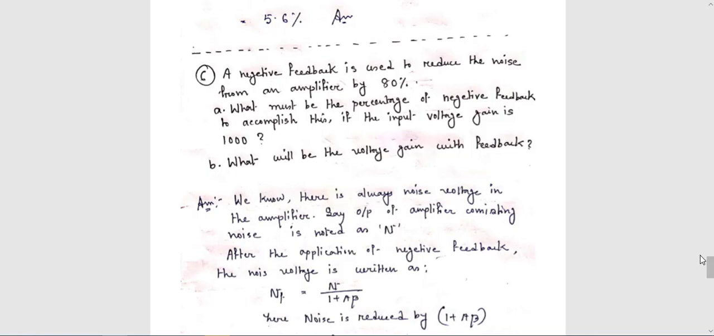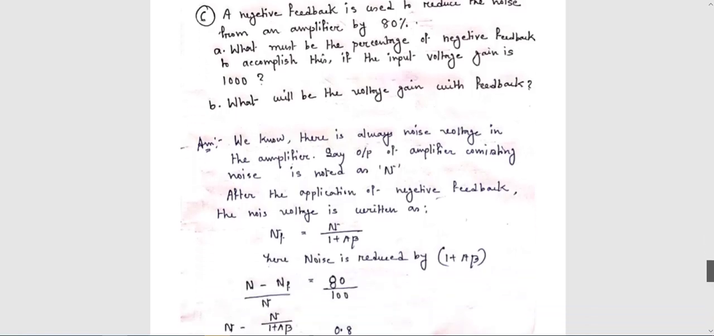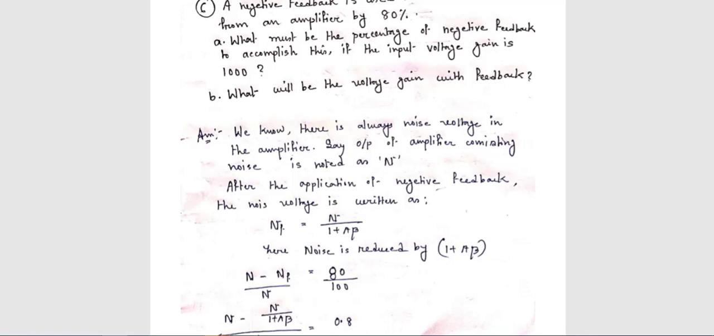This is your question. Now see, before going to the answer part, I will say something. Suppose you have a negative feedback amplifier circuit. Now suppose you have an amplifier circuit. Can you say that the output of the amplifier is always noiseless? No. The output of any amplifier circuit is a noisy output, because when you pass any signal, some portion of noise is added to the circuit. So any output of an amplifier is a noisy output.